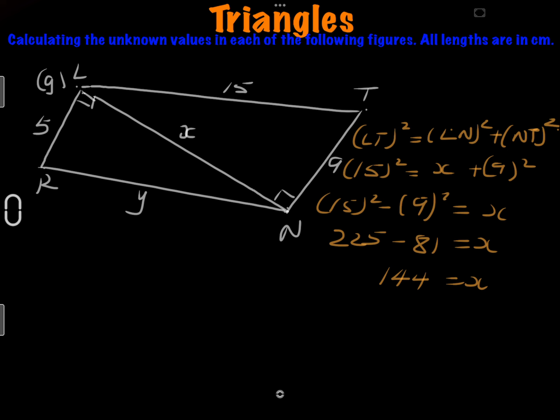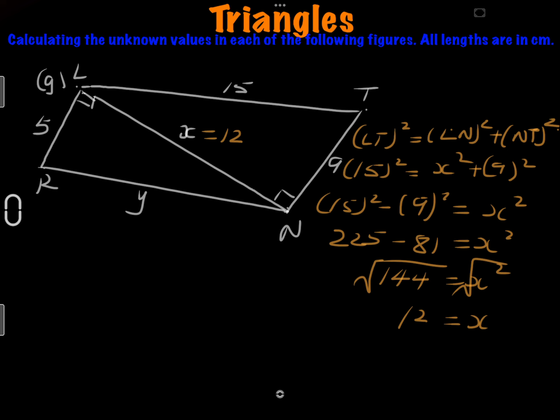But before we say it's just simply x, remember it's actually an x squared, so keep maintaining x squared. So we take the square root on both sides. The square root of 144 gives us 12. So what this means is that side x is equal to 12 centimeters. Now that we found x to be 12 centimeters, we can go ahead and use our Pythagoras once again.